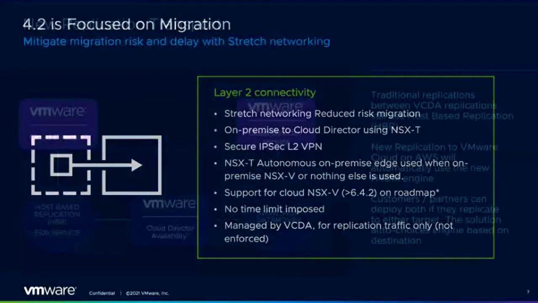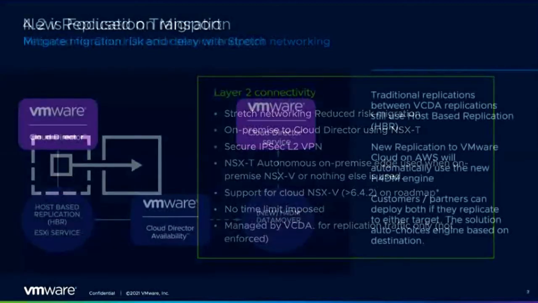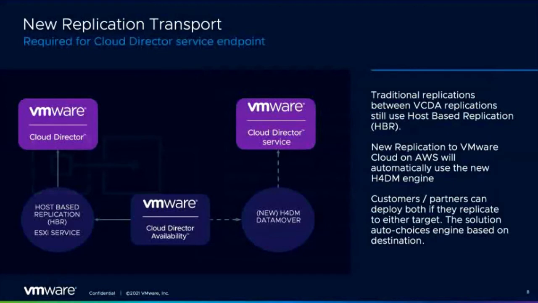Now let's talk about the new data engine and what's the difference. With older versions of Cloud Director Availability, there was support for Cloud Director, and it was based on the HBR data engine. But due to some specifics of VMware Cloud on AWS, this data engine cannot be used. And because of that, we developed a completely new data mover, especially used for Cloud Director Service.